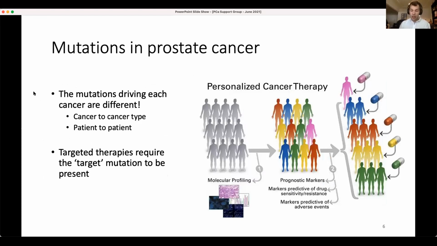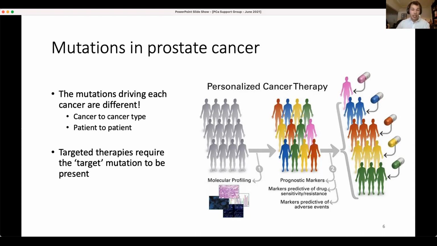So mutations are a really important source of information in cancer research and indeed cancer treatment. But as a result of the somatic mutations arising spontaneously, the mutations that drive each cancer are in fact different. So they're different from cancer type to cancer type. For example, prostate cancer mutations look very different from lung cancer mutations. But even within a specific cancer type, the mutations driving an individual patient's tumor tend to be very different.